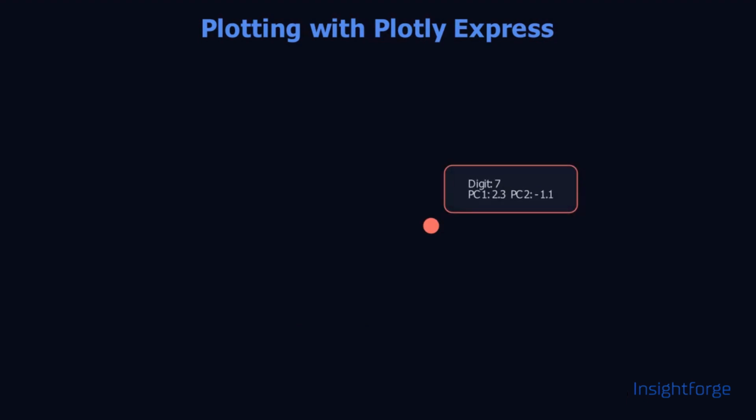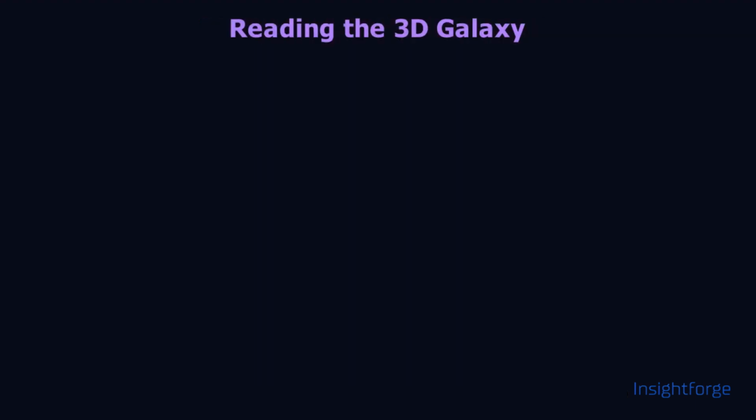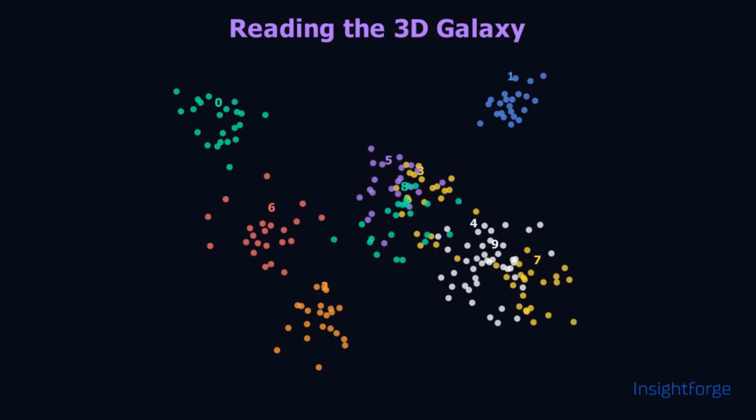When we render the plot in real time, the magic happens. You can hover over any individual data point to see its metadata, displaying the true label dynamically. But the real power of this visualization comes when we start rotating the three-dimensional model to perform cluster analysis. As we spin the chart, you will notice distinct, colorful galaxies of points forming in space.